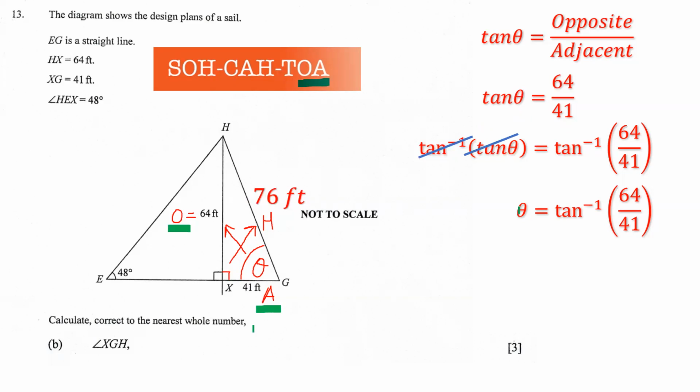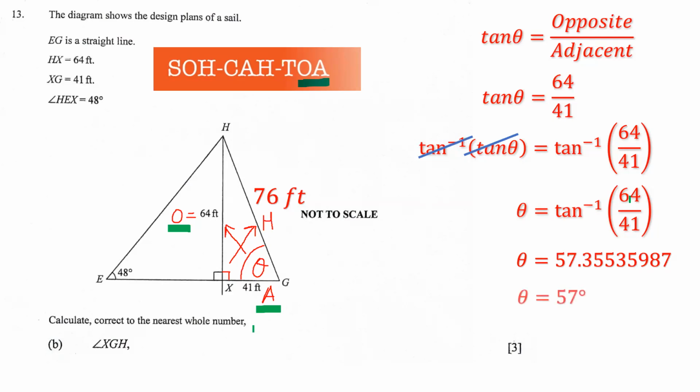So we have to do tan inverse of both sides to get rid of that tan, so we just have theta. So theta is equal to tan inverse of 64 divided by 41. Tan inverse of 64 divided by 41 is going to be equal to 57.35535987. Just put this inside of your calculator.